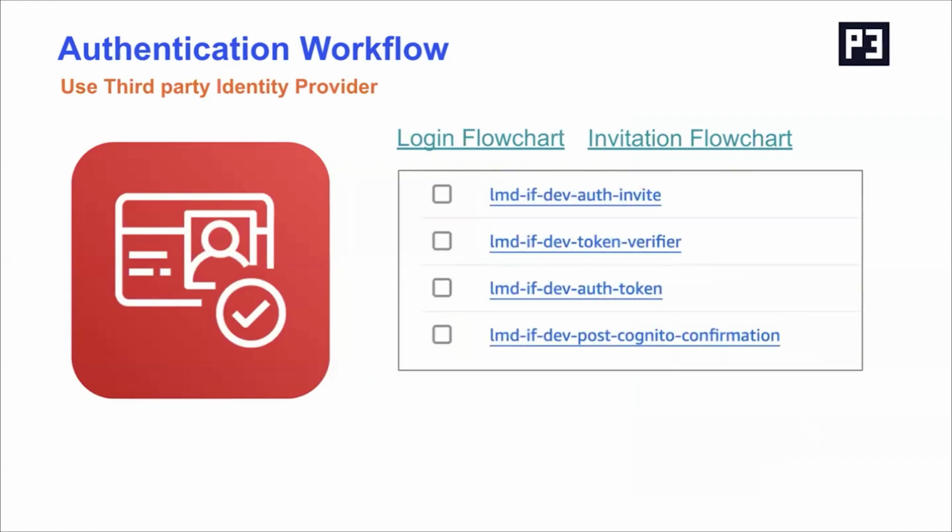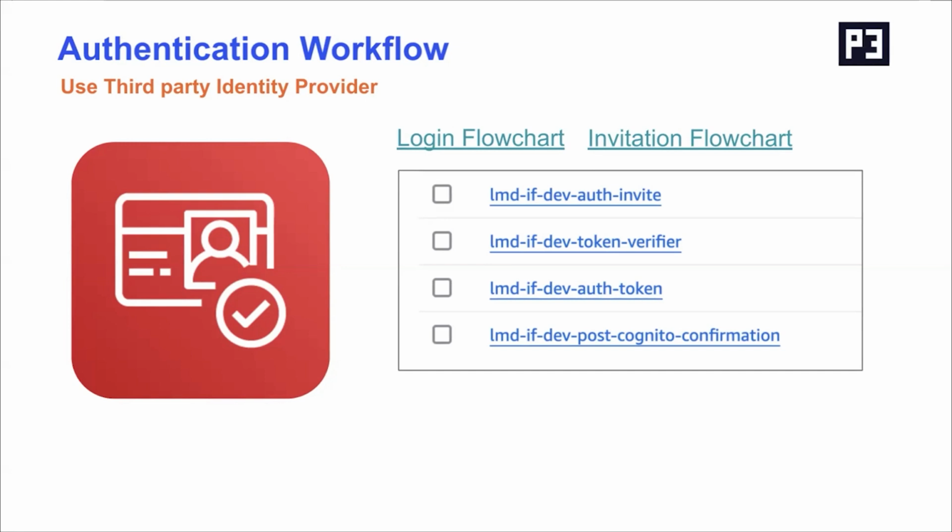These are our four important Lambda functions to take care of all the authentication workflow. The first one is for invitation. The second one is used to verify the user's token from their cookie. The third one is used for the token exchange. And the fourth one is the callback function after the user confirms their registration.